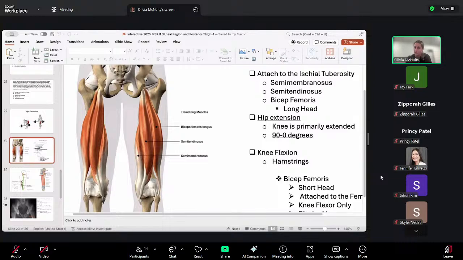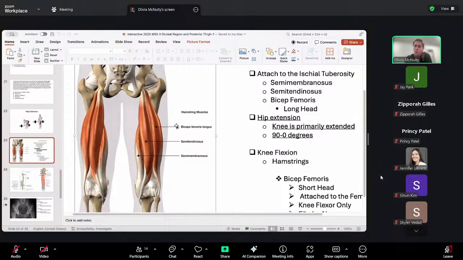And so for our hamstrings, we're going to have biceps femoris long head, semimembranosus. It's got a nice membrane to it. It's a thick muscle. And then semitendinosus, and it's got a very long tendon for what it's named as. And that semitendinosus is attaching onto that pes anserinus.